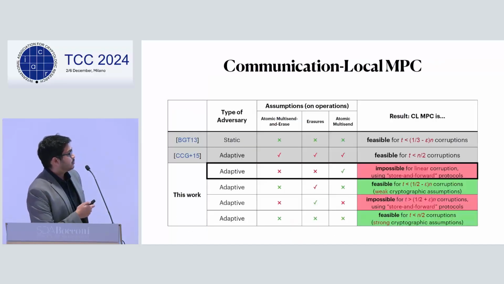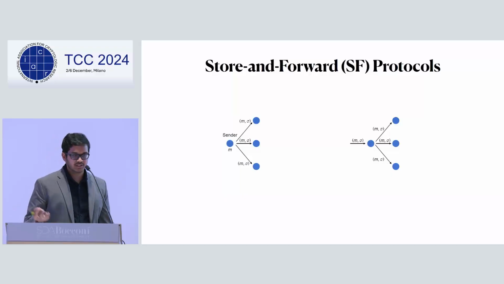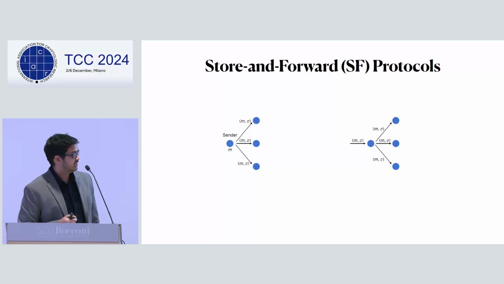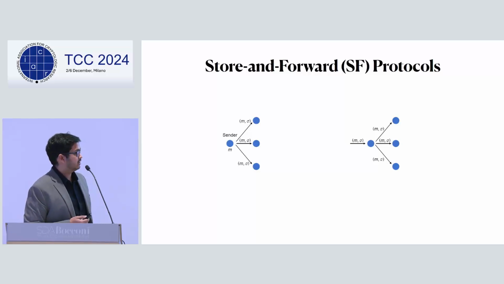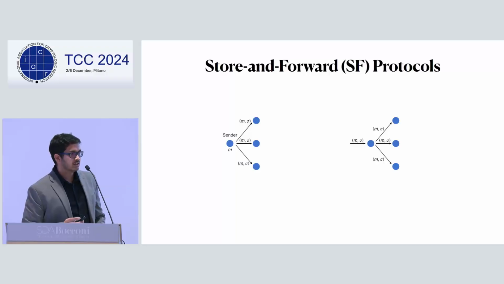Coming to our first result, which is an impossibility in the absence of erasures for store and forward protocols. So first of all, what are store and forward protocols? These are just the most basic kind of structure that you can find in any message propagation protocol or gossip protocol, where the sender has a message M and it signs it with a signature sigma. The sender can send (M, sigma) to any of its neighbors in any round. And a relayer node who receives (M, sigma) checks the validity of the signature and then forwards it to a bunch of neighbors. And this basically covers all of the message propagation protocols in previous communication local literature and most gossip protocols in general.